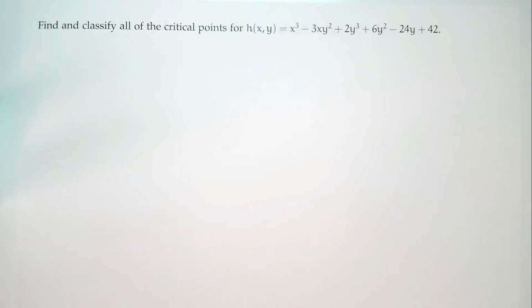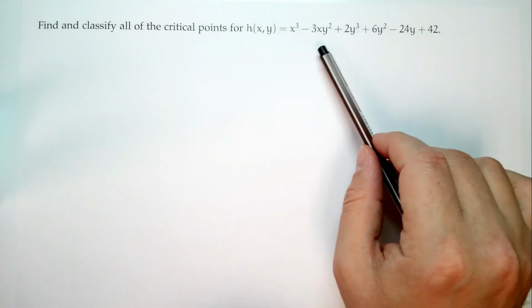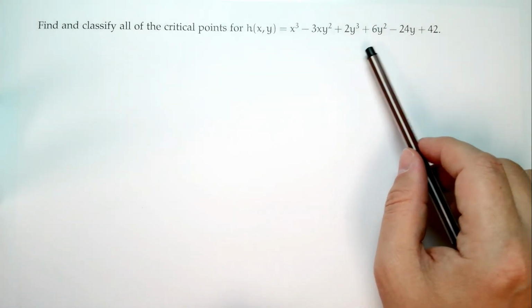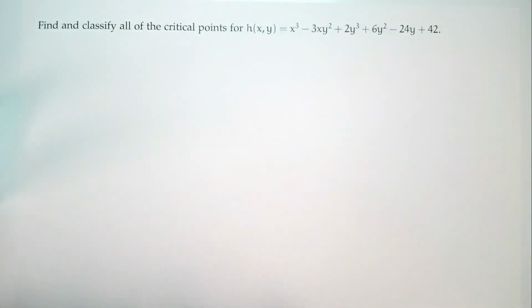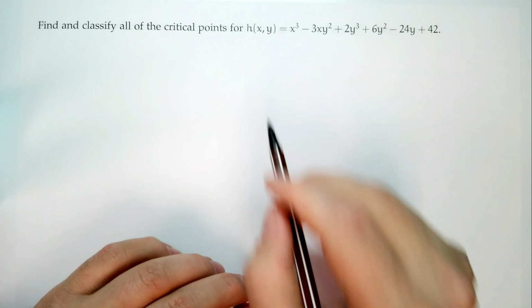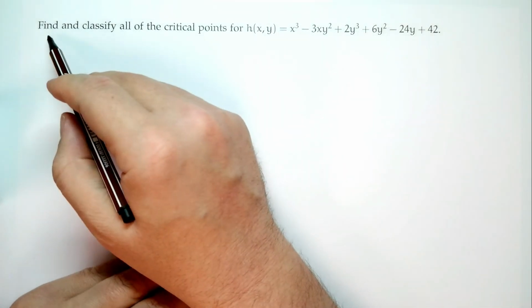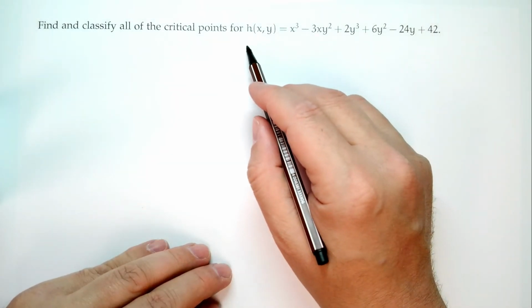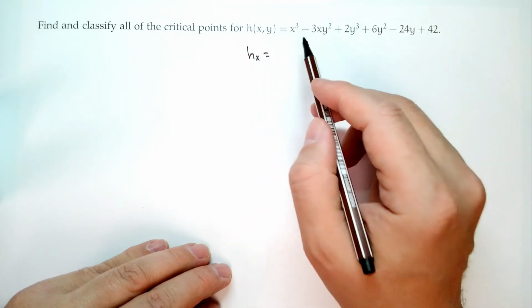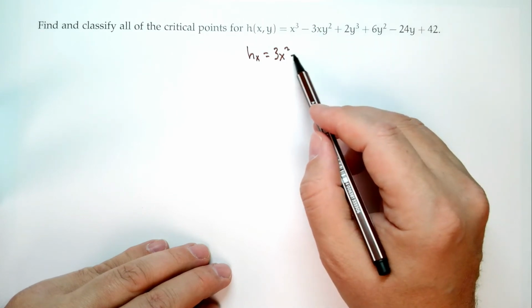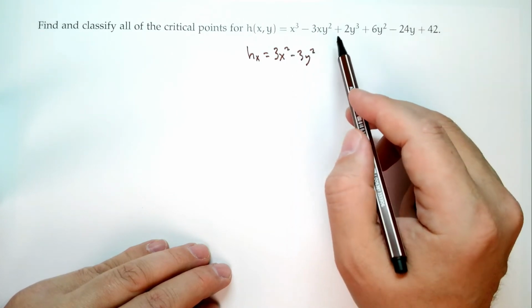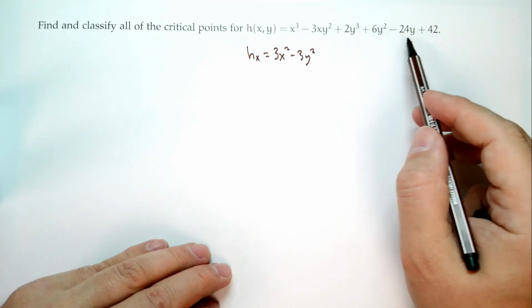Find and classify all of the critical points for h of xy, which is equal to x cubed minus 3xy squared plus 2y cubed plus 6y squared minus 24y plus 42. Wow, what a mouthful. All right, can we do it? Well, we do what we always do when we do the find. We say, well, let's find h sub x. What is that? 3x squared minus 3y squared, and then nothing, nothing, nothing, nothing.